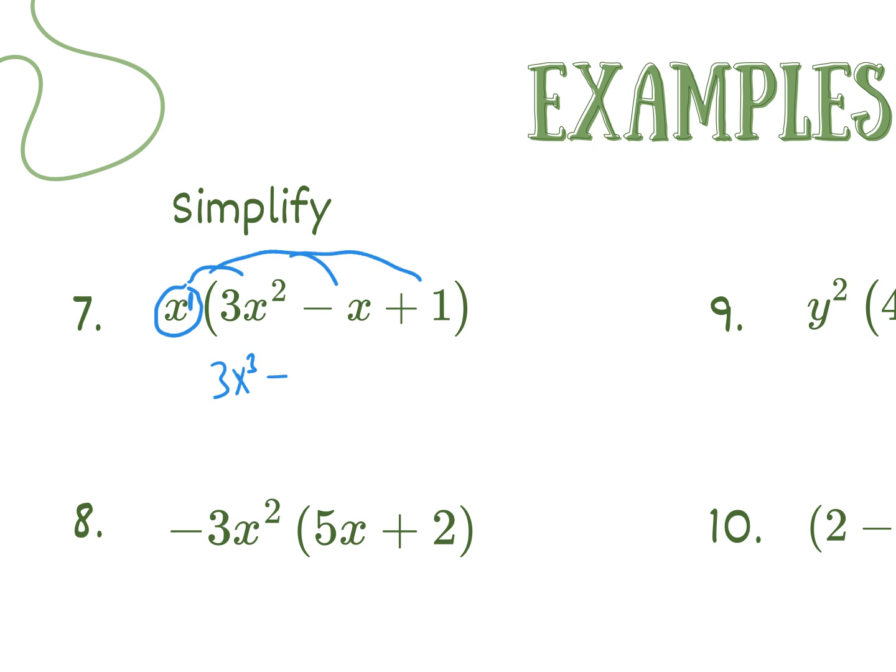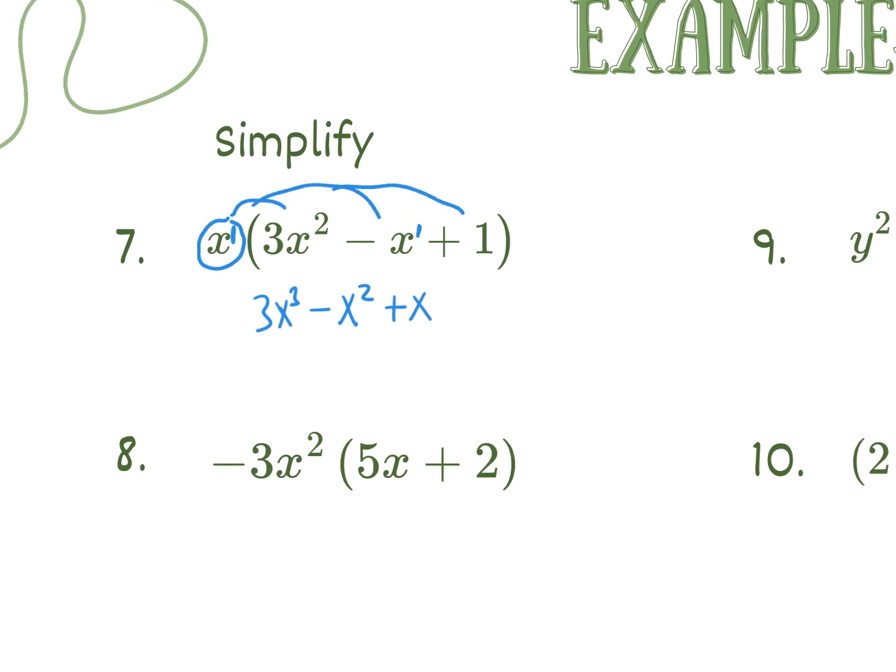2 plus 1. Minus x to the first times negative x to the first is going to be a negative x squared. And then x to the first times 1 is just x. All right, and that's all you do in that problem.